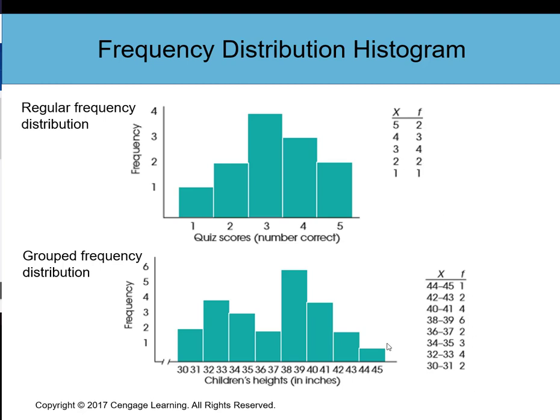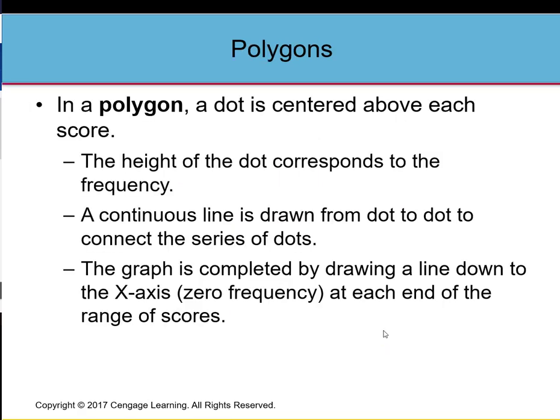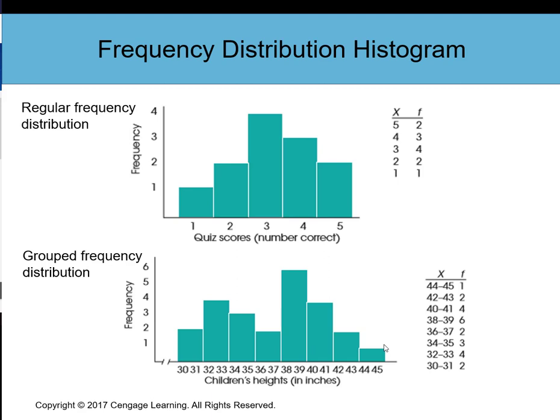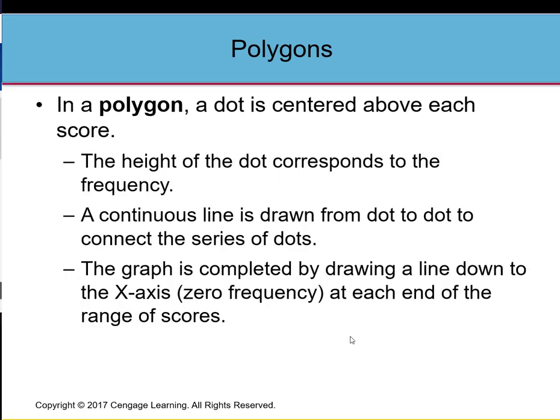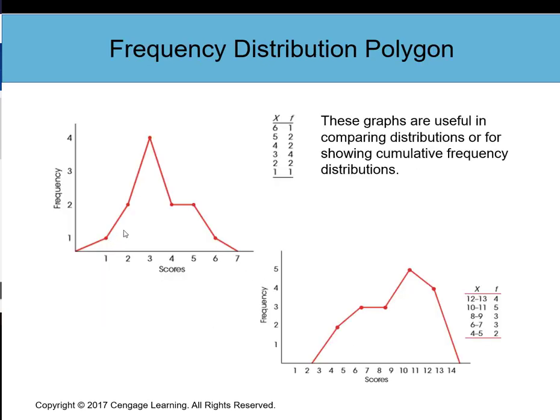And the same here. We're not going to do these by hand, we're going to use SPSS for this. A polygon is essentially the same thing, where you put a dot in the middle of each of these bars, and then take away the bars and draw the line. And this is what they look like.